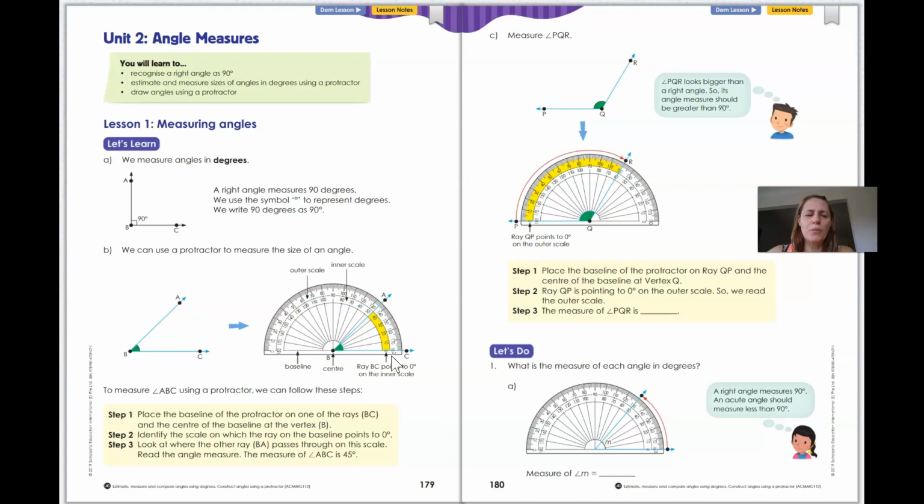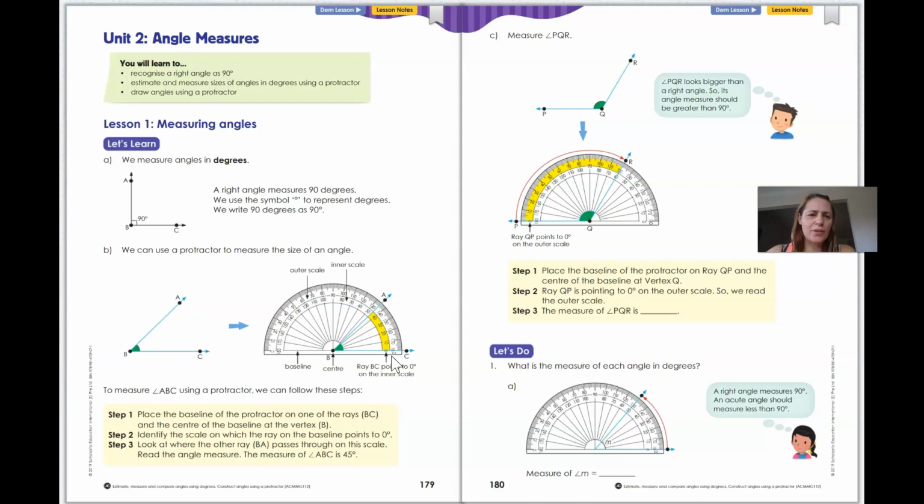Now, if for some reason you desperately need a protractor and you find it too hard to do this lesson without a protractor, you can aim to do this lesson later on in the week when you get one. I'm happy with that, and I'll put a note up so your parents can see that. Anyway, let's do the learning.